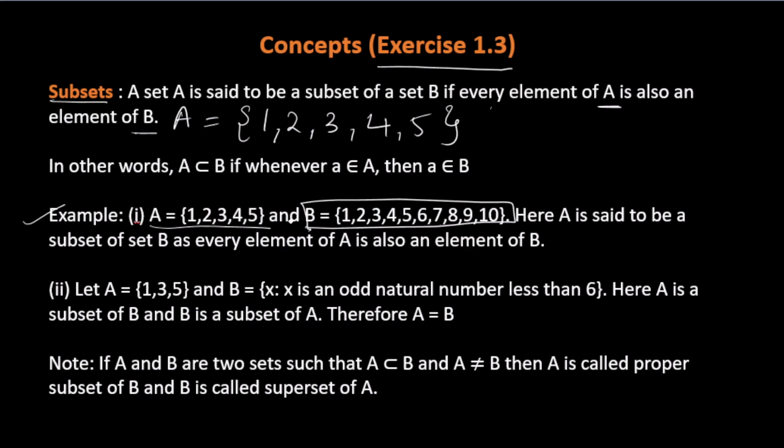Here we can see that A has 1, and B also has 1. A has 2, and 2 is there in set B also. Similarly, 3, 4 and 5 are also there in set B. So every element of A is also an element of B, which means A is a subset of B. I cannot write that B is a subset of A because B is a greater set. Subset means set A is contained in set B.